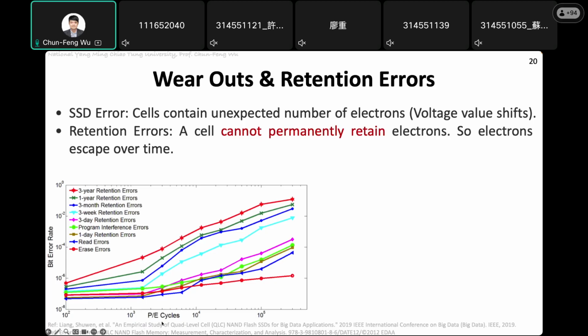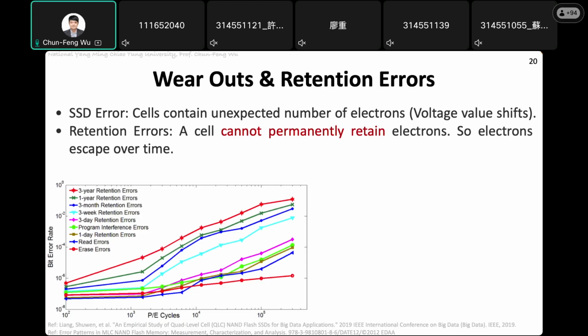So let's say the PE cycle is only 10^2. You only use the whole SSD for 100 times and then you just leave it there for 3 years. Then the bit error rate will be very close to 10^-6. Okay, 10^-6 is usually so-so, because if we say it is bad, then it would be 10^-4. If it is good, it should be lower, very close to 10^-8. So 10^-6 is not very good, but not bad.